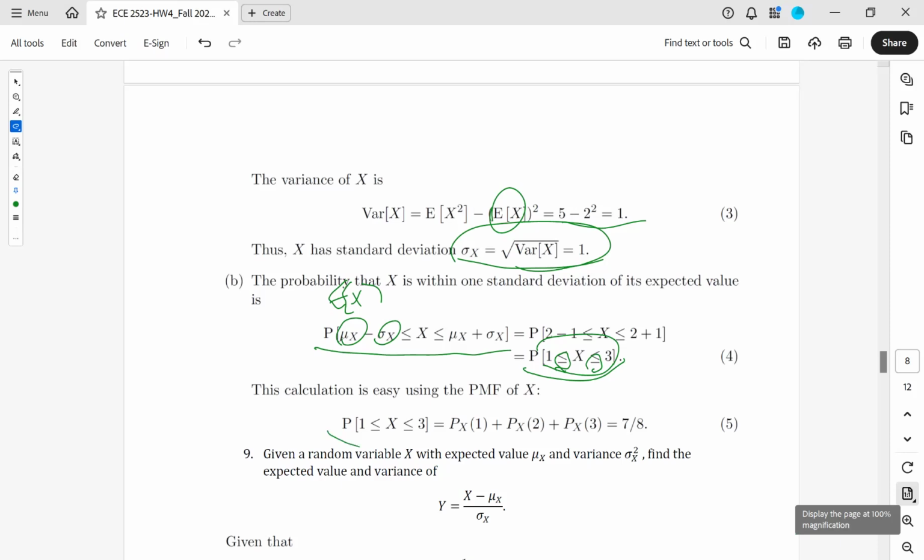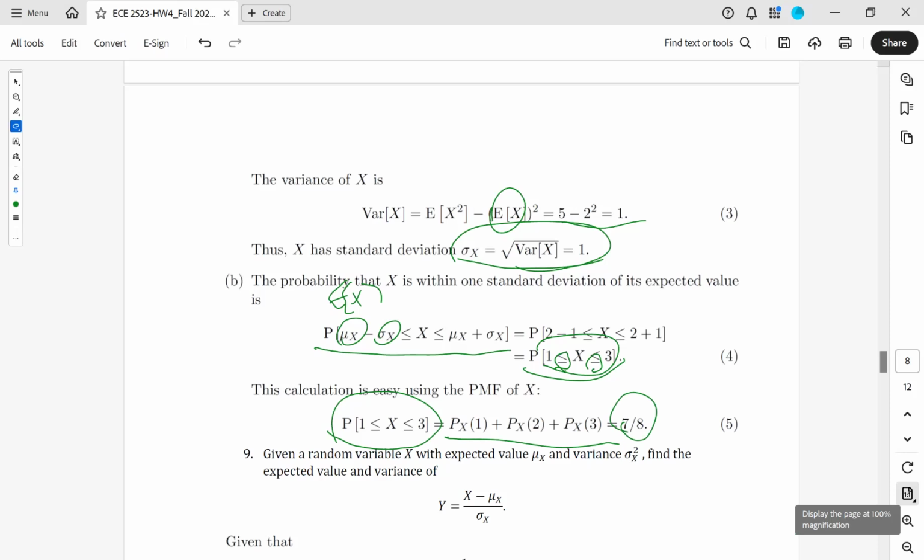Now, what is the probability of x being between 1 and 3, including 1 and 3? It is the probability of 1 plus the probability of 2 plus the probability of 3. Very simple. You have the PMF. You put the numbers in, you calculate the probability for each point, and you have the probability of your interval.